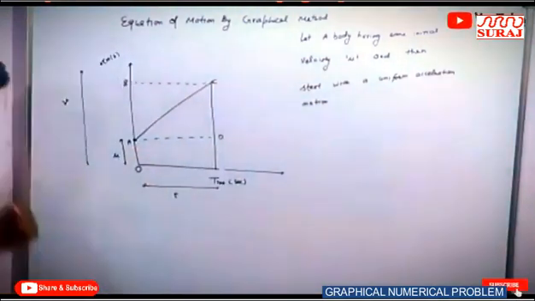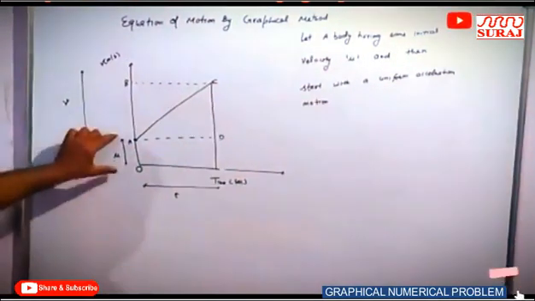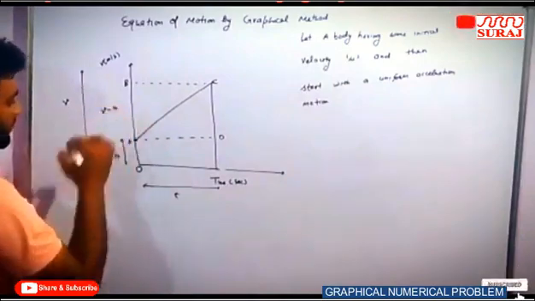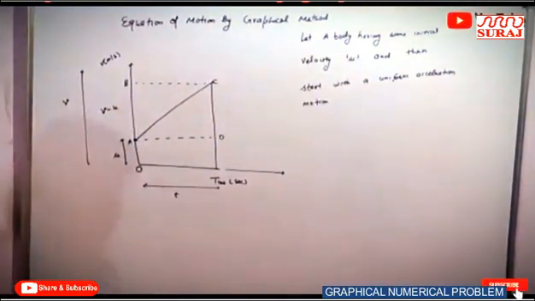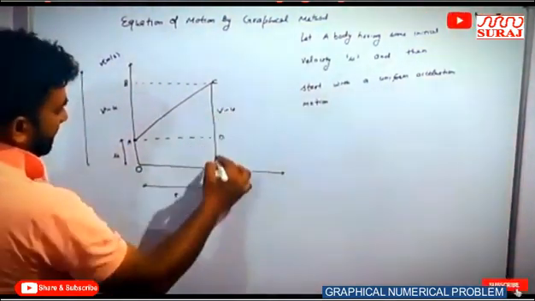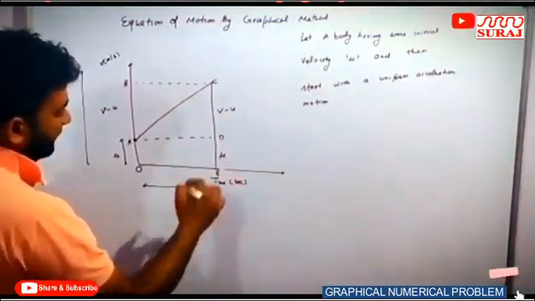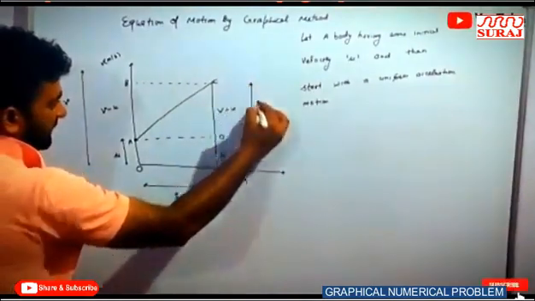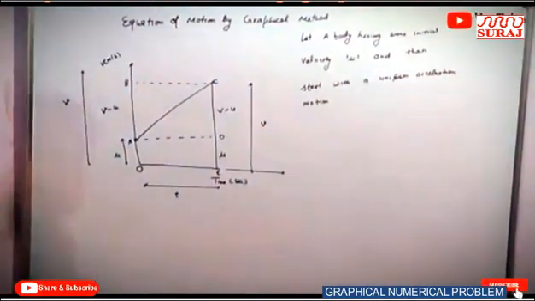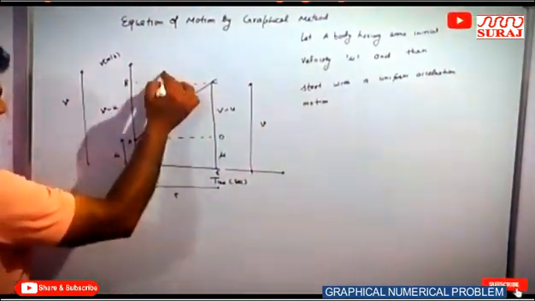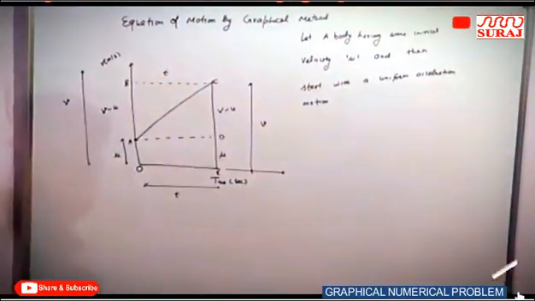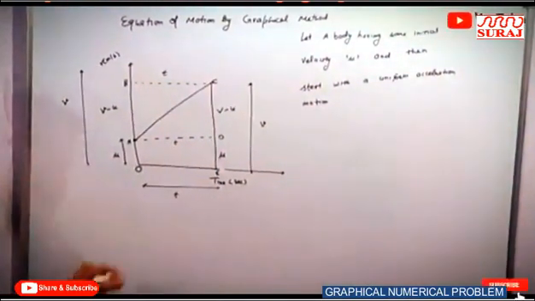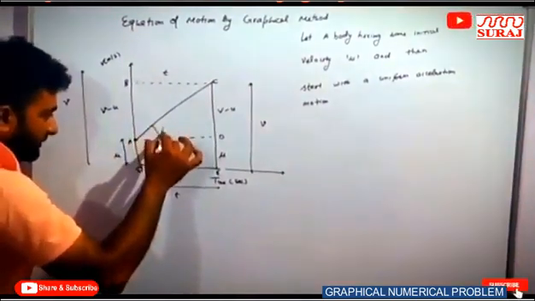Consider some points. This is B, this is C, and this is the point D. If this is the initial u and this is the final v, then this is equal to v minus u. So CD is also considered as v minus u, and OA is also considered as u, and CE is also considered as final velocity v. OE is parallel to BC, so BC is also considered as t and AD is also considered as t.